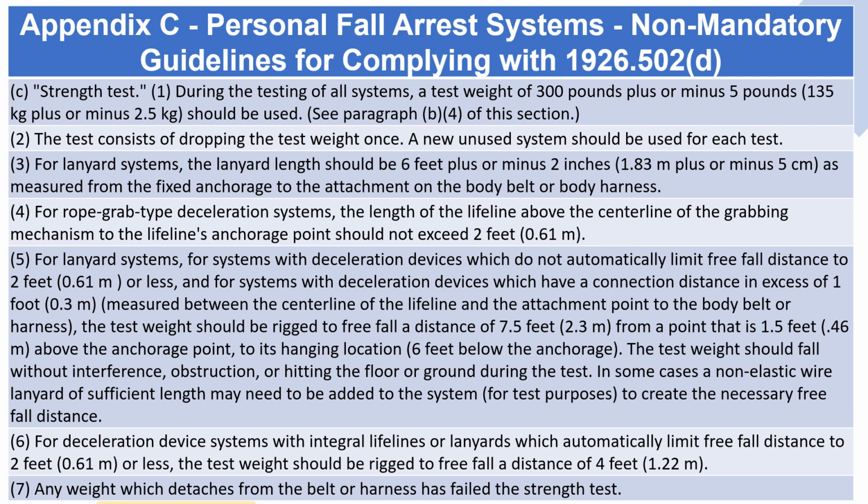The test weight should fall without interference, obstruction, or hitting the floor or ground during the test. In some cases, a non-elastic wire lanyard of sufficient length may need to be added to the system, for test purposes, to create the necessary free fall distance. 6. For deceleration device systems with integral lifelines or lanyards which automatically limit free fall distance to 2 feet (0.61 meters) or less, the test weight should be rigged to free fall a distance of 4 feet (1.22 meters). 7. Any weight which detaches from the belt or harness has failed the strength test.